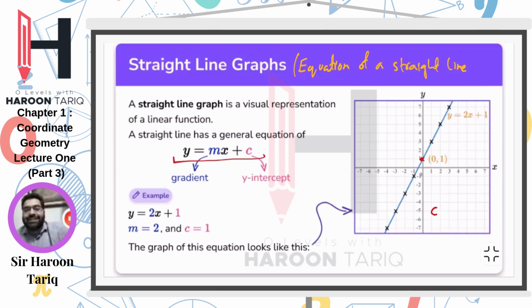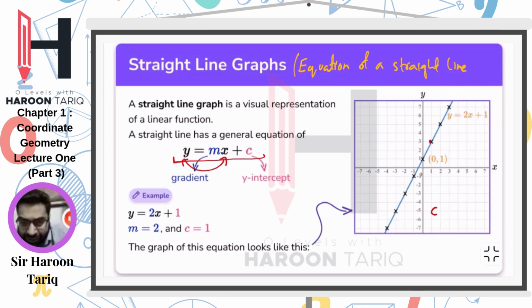This is our formula, y is equal to mx plus c. This is a standardized formula for every equation of a straight line. M would be the gradient, C would be the y-intercept always. Now, what do we mean by this y and x? Y and x is any point on this straight line.